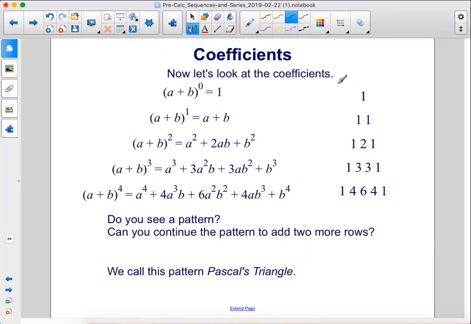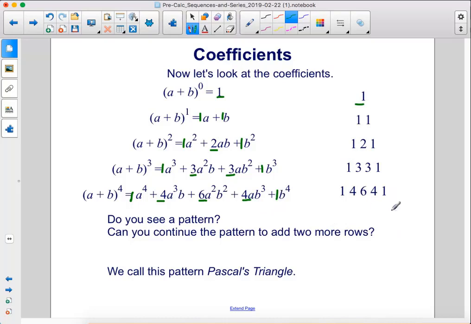Now let's look at the coefficients. Here we have a plus b to the 0 power equals 1, so the only number we have is this coefficient 1. A plus b to the first power is a plus b, both of which have a coefficient of 1, so we have 1 and 1. A plus b squared gives us coefficients of 1, 2, 1. A plus b cubed gives us 1, 3, 3, 1. A plus b to the fourth is 1, 4, 6, 4, 1.